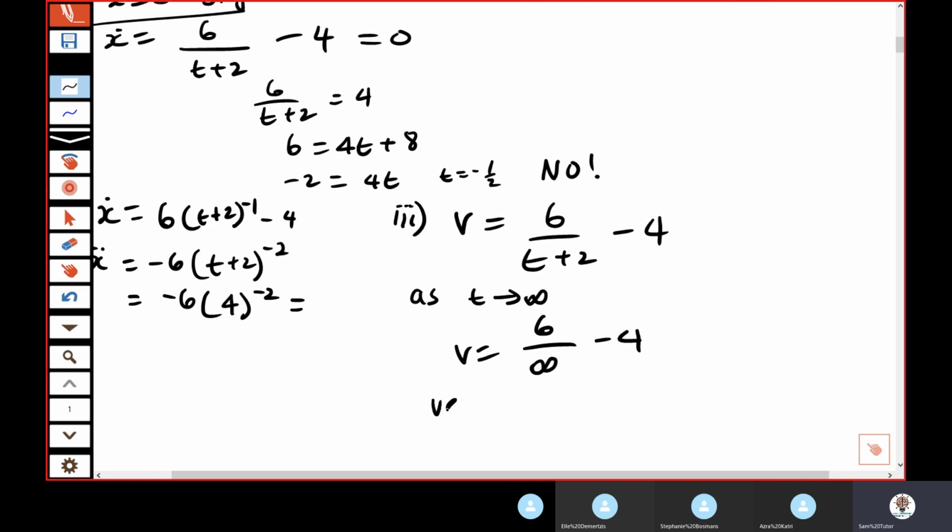So let me write that. Velocity will... Oh, and that's another word that they use, eventually. If you see the word eventually, it actually means time is infinity. So be aware of that. Velocity will eventually be negative 4. This component equals 0.